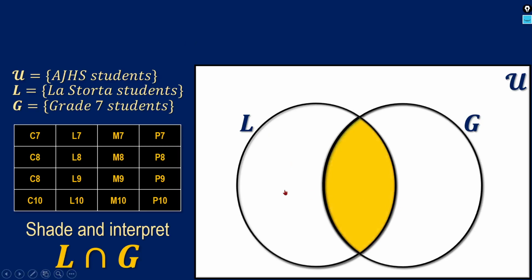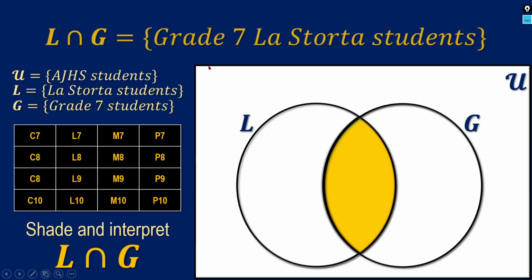No? The intersection of L and G. And how do you interpret this? L and G. So, dapat last torta and grade 7. Yun yung interpretation natin dyan, no? Ang included dito sa set na to are all grade 7 last torta students. Okay? All grade 7 last torta students. At nasan dyan yung grade 7 last torta students sa ating table? Ito lang naman di ba? Yung L7. Tama. Sila lang yung grade 7 and last torta at the same time.